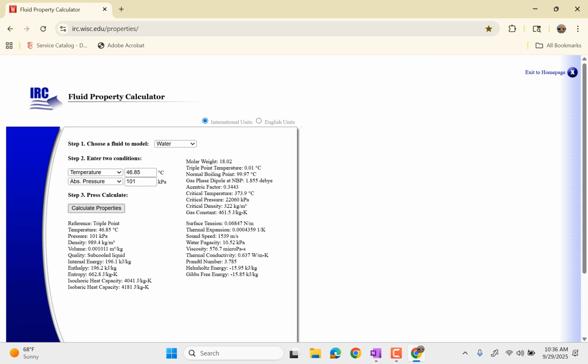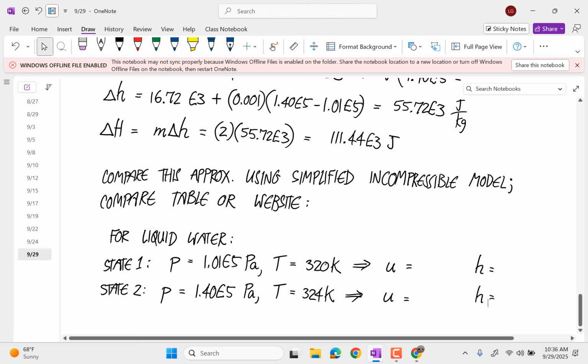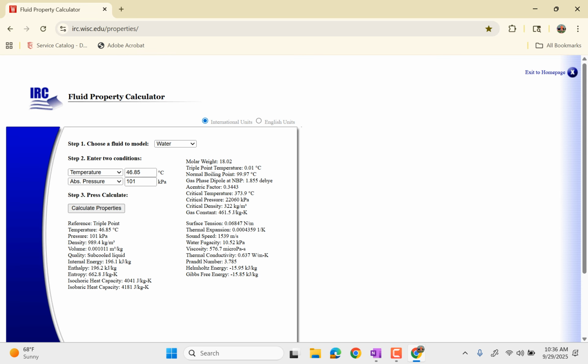And it says that the specific internal energy, where is that? Internal energy is 196.1 times 10 to the third. This is in SI units. And the specific enthalpy is 196.2 times 10 to the third.